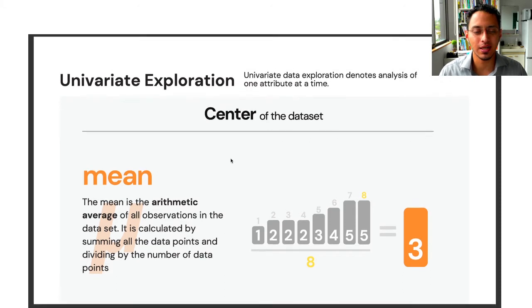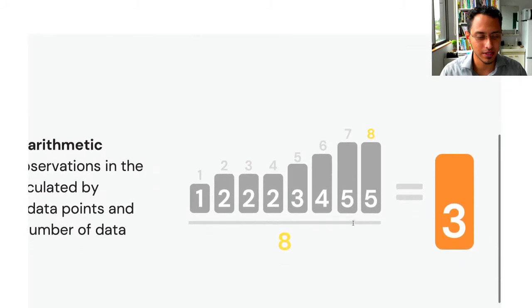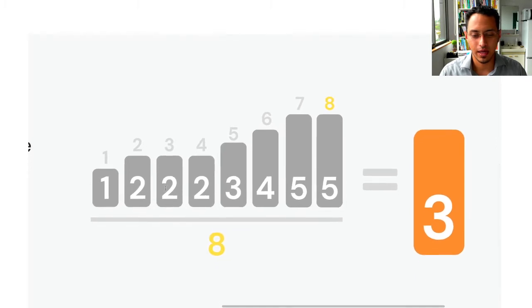First, let's talk about the center of the dataset, which is the mean. The mean is the arithmetic average of all observations in the dataset, and it is calculated by summing all the data points and dividing by the number of data points. For example, I have this data: 1, 2, 2, 3, 4, 5, 5, and 8 is the number of the data set. I just add everything together and divide it by 8, and I get 3. So 3 is the mean of this data set.